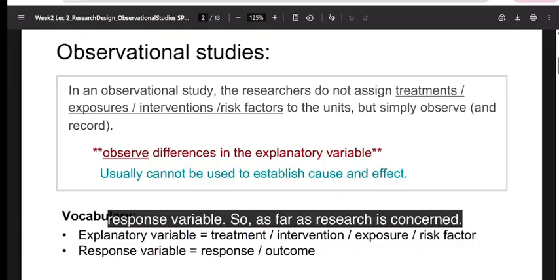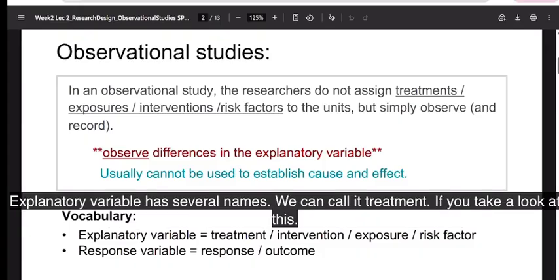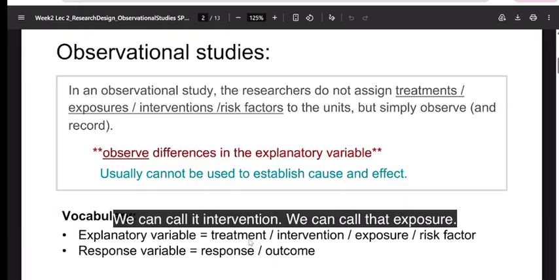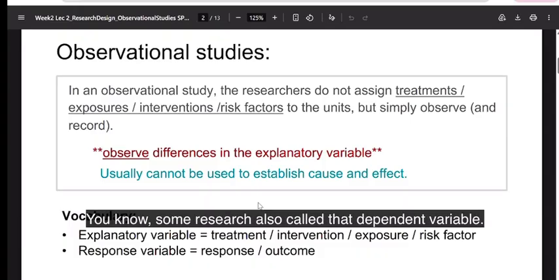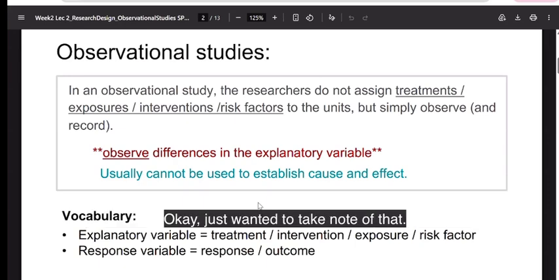So as far as research is concerned, explanatory variable has several names. We can call it treatment. We can call it intervention. We can call that exposure. And we can also call that risk factor. Okay? While the response variable, we can call that outcome variable. Some researchers also call that dependent variable. Just take note of that.